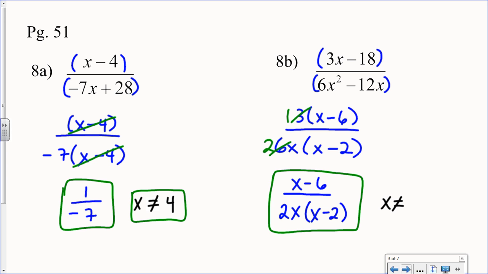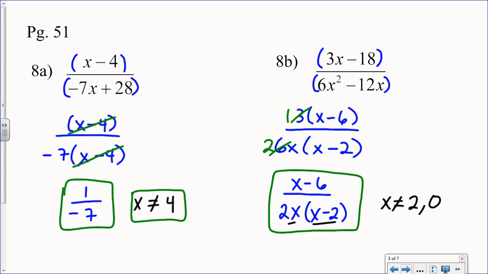So what would make this 0? 2. 2 minus 2 is 0. Okay, what about this x? 0. So x can't equal 2 or 0.